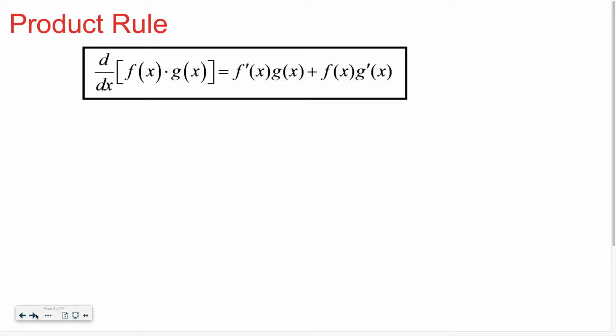The product rule. If you have a product, what does product mean? If you have 2 functions that are being multiplied together, we have what's called the product rule. Write it down and then I'll talk about it.